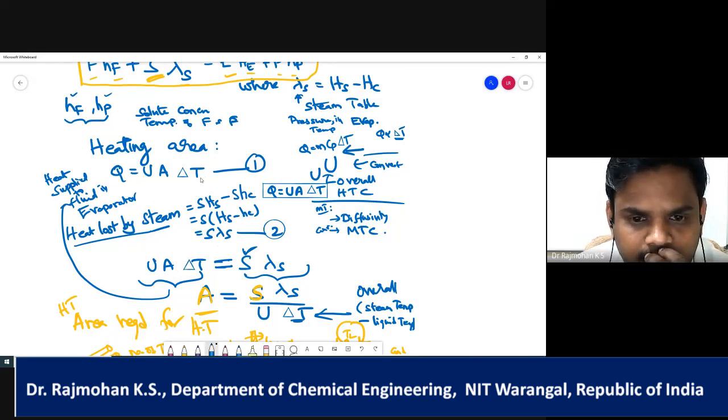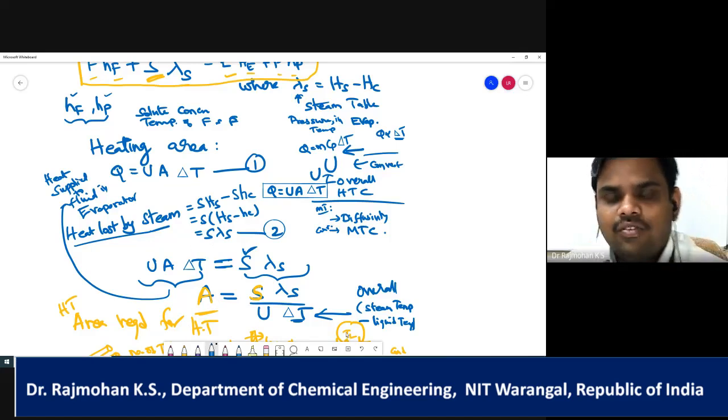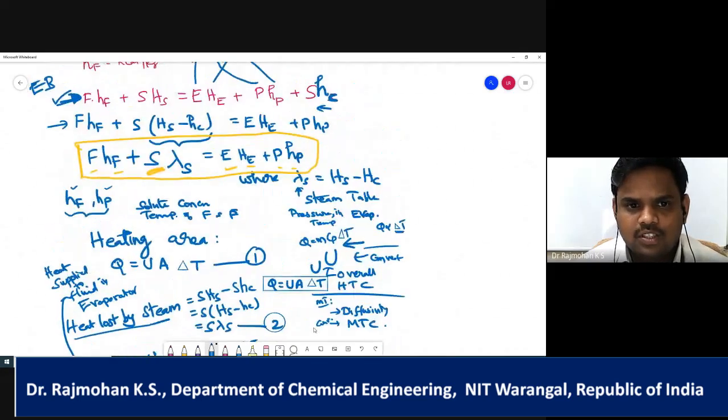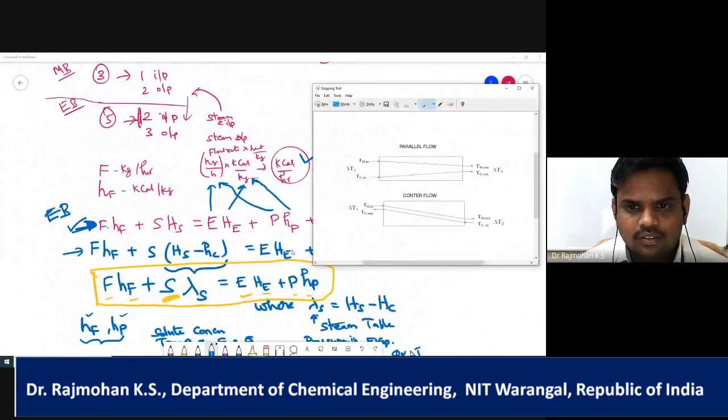So we have UA delta T. This U value is given. We should be able to solve this problem. Once we have the S value, we can determine the heat transfer area required for this evaporation operation. So we will make use of these equations to solve the numericals.